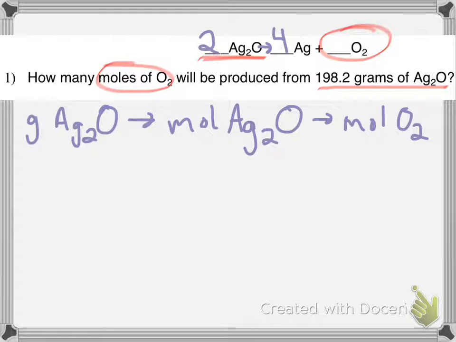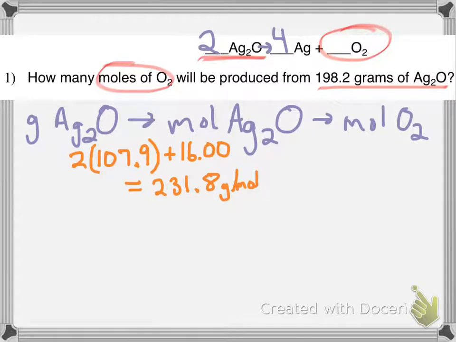I know in the previous video we then went one step further to convert into grams of oxygen, but in this case I'm just asked for moles of oxygen, so I just need to stop at moles. I don't need to go one step further. So just a reminder, to convert from grams of silver oxide into moles of silver oxide, so between grams and moles of the same thing, I'm going to be doing the molar mass of silver oxide. So go ahead and do that calculation, pause the video, and then check your answer.